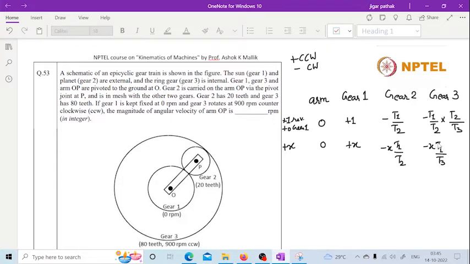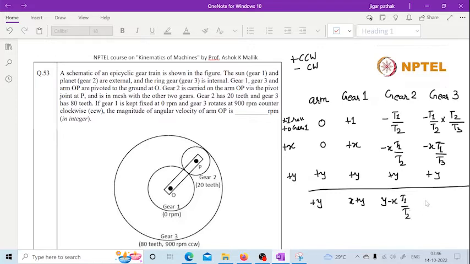If we give plus y revolution to everyone, then finally the revolution for each component is: the arm will have plus y, gear 1 will have x plus y, gear 2 will have y minus x T1 by T2, and gear 3 will have y minus x T1 by T3. These are the speeds for the arm, gear 1, gear 2 and gear 3.